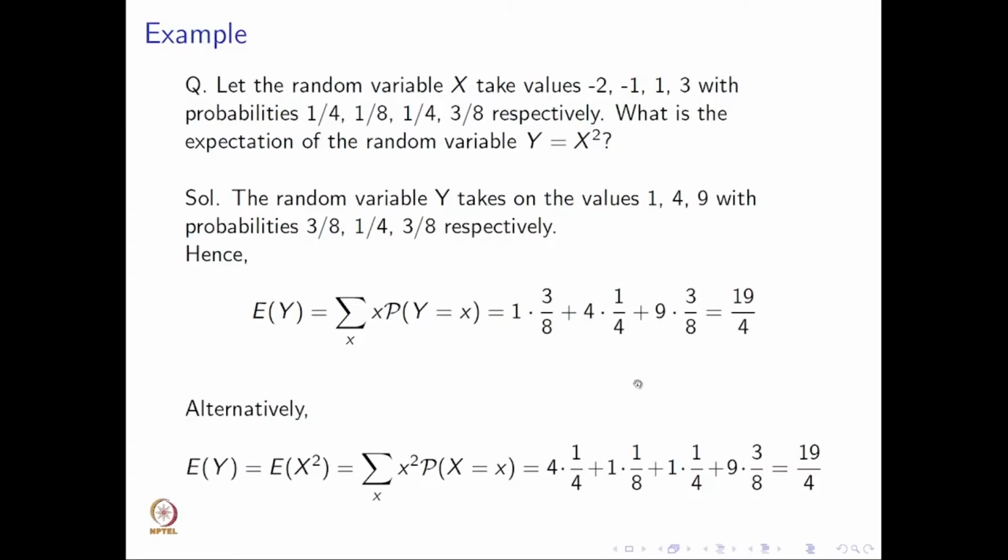Another way to approach this problem is to directly use the relation y equals x square in calculating the expectation. Thus, expectation of y is simply the expectation of the random variable x square. So in the formula for expectation, instead of substituting x, we substitute x square. Thus, we have the sum over all x of x square times the probability of X equals x. Calculating the values, we get the same answer of 19/4.